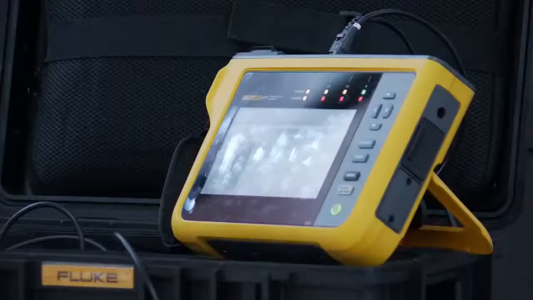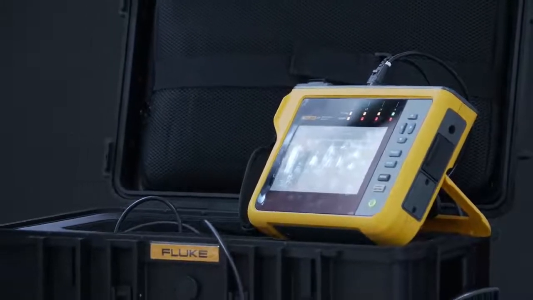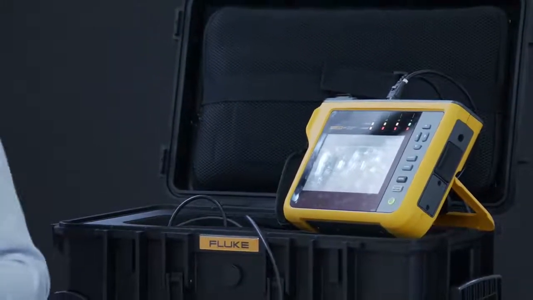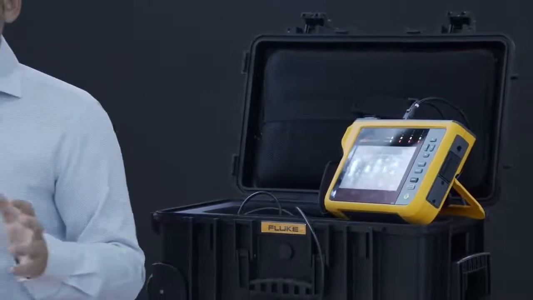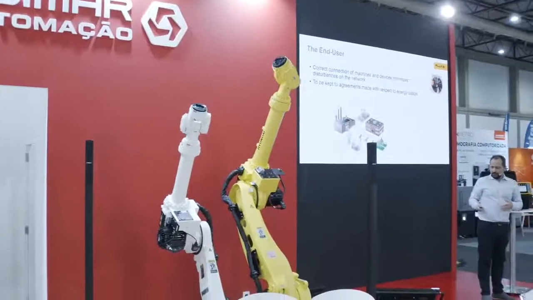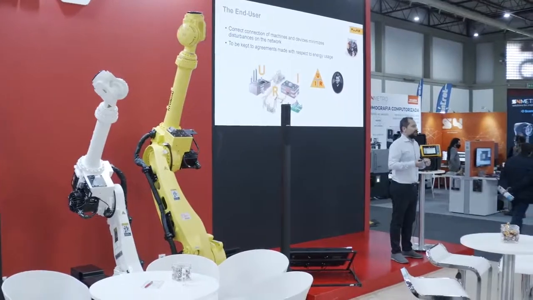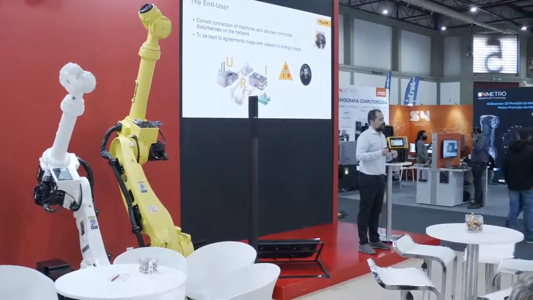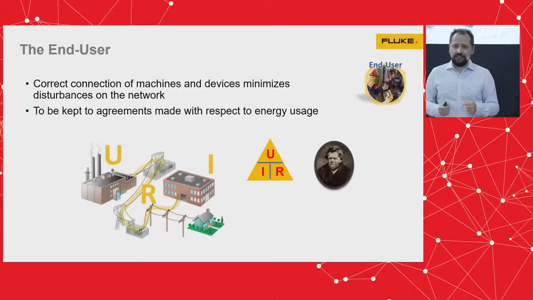And then there is this third party, which is the end user, whether it is a domestic user, commercial user, or industrial user. In all those cases, the user is responsible for connecting the loads to the system. So the end user has little influence on the voltage signal, but they do have influence on the current signal. And they certainly have a lot of influence on the current signal.